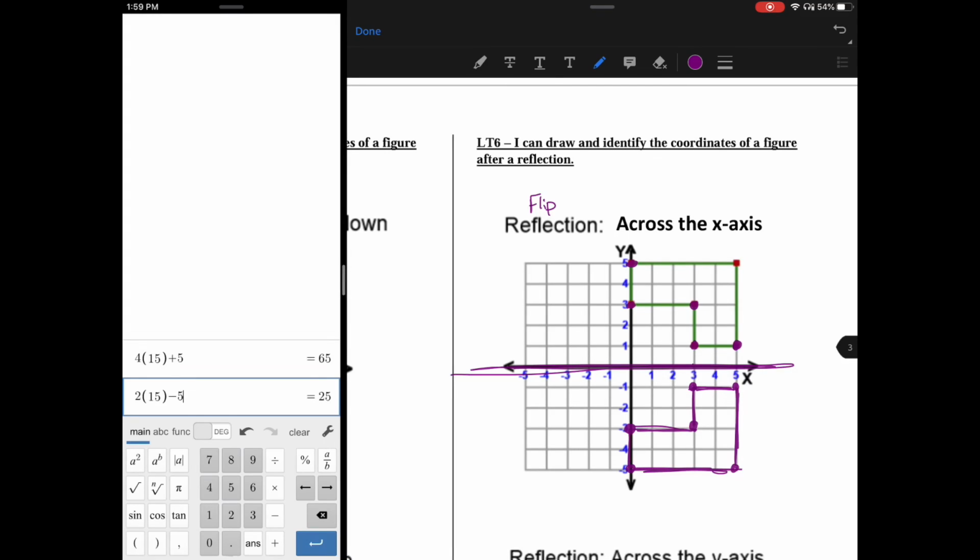What you'll notice, if you look carefully, is that all of these coordinates, if we look, this one is 5, 5. The new one, the x-coordinate is going to be the same, but the y-coordinate is the opposite. So this point is 5, 1. The flipped one is 5, -1. And that'll be the case for all of them.